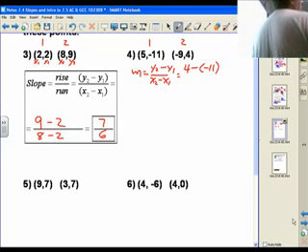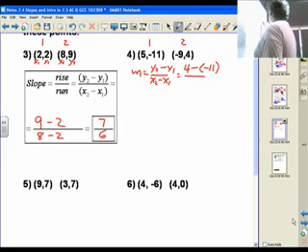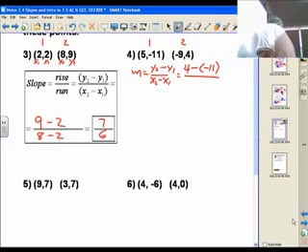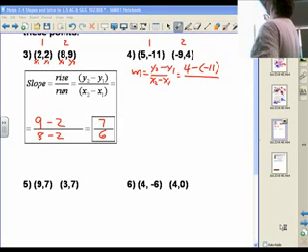Just write it down properly. Just put the values in. So we're down here.